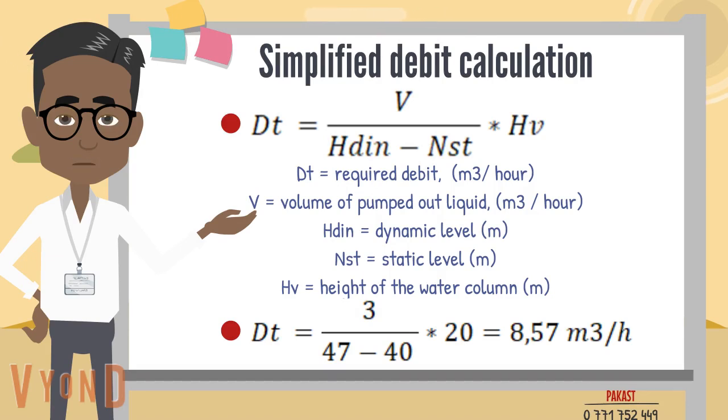To illustrate this, let's take a borehole 60 meters deep, the static level of which is 40 meters, and the dynamic level during the operation of the pump with a capacity of 3 cubic meters per hour is established at 47 meters. In total, the flow rate will be 8.57 cubic meters per hour. A simplified measurement method involves measuring the dynamic level when the pump is operating at the same power. This may be sufficient for the private sector, but not to determine the exact picture.